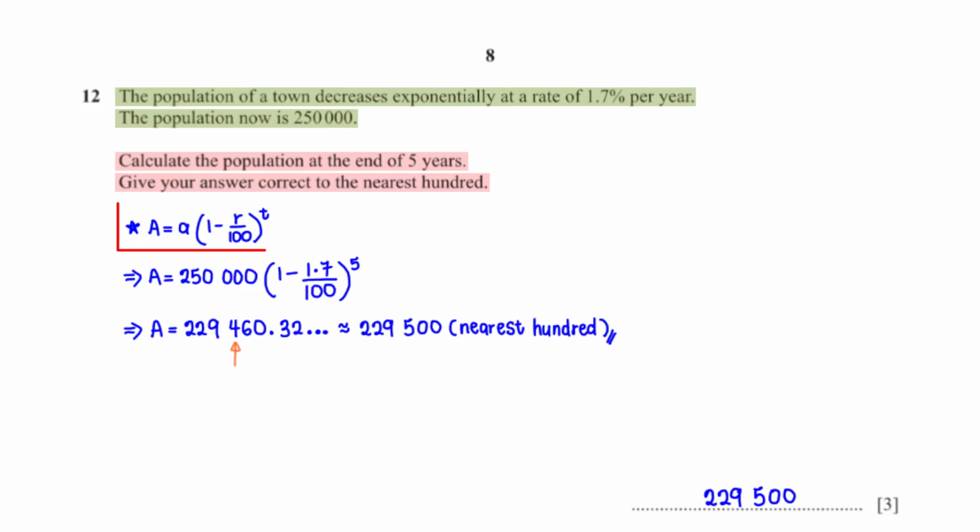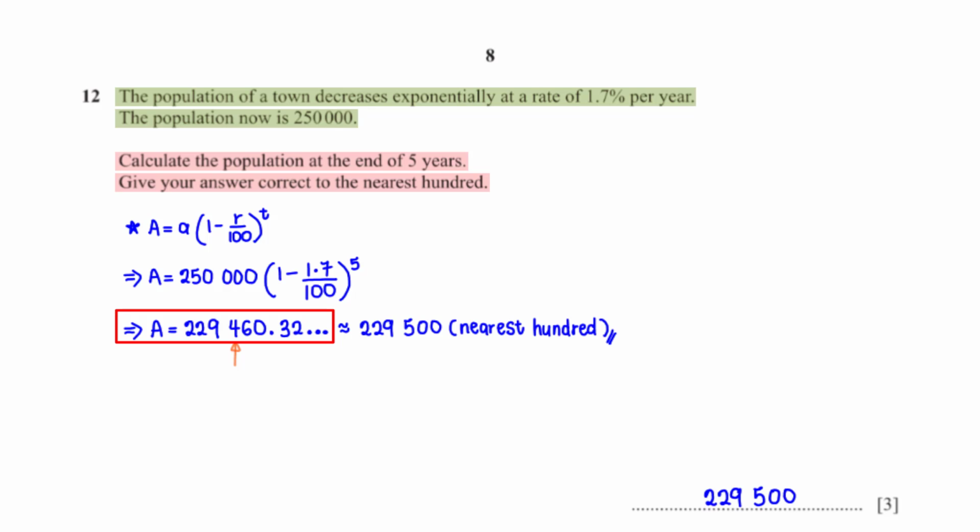In this case, we need to apply the compound or exponential formula. Since we are dealing with a decrease, we bring a minus here. Big A represents the final population value, which is what we are finding. Small a represents the initial population, which is 250,000. R is the annual rate, which is 1.7%, and T is the time duration, which is 5 years. When we type this into the calculator, this is what we get.